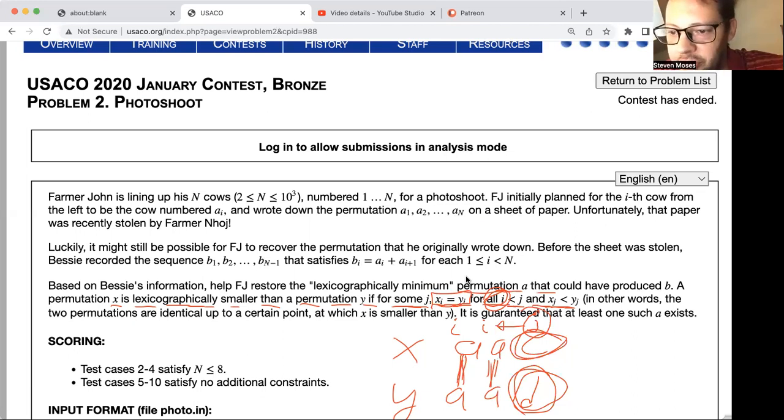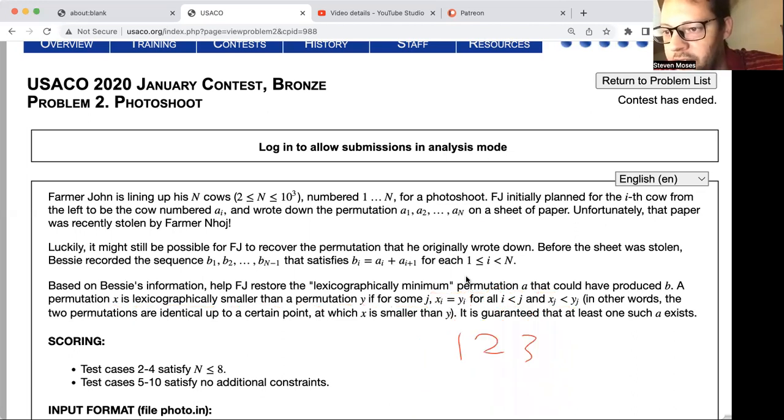So if I have 1, 2, 3 versus 3, 2, 1, then the J would be here. This is the J, and for all I less than J, there are no I less than J, but Xj in this case, which is 1, is less than Yj, which is 3. If on the other hand, I had 1, 2, 3 versus 1, 3, 2, then J would be this location right here. And it is the case that for all I less than J, which means basically every digit before J, the values are equal up until J, at which point they're less.